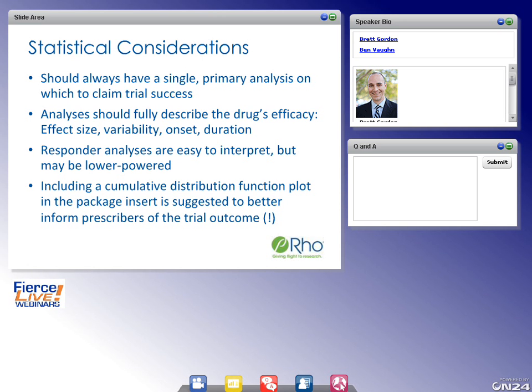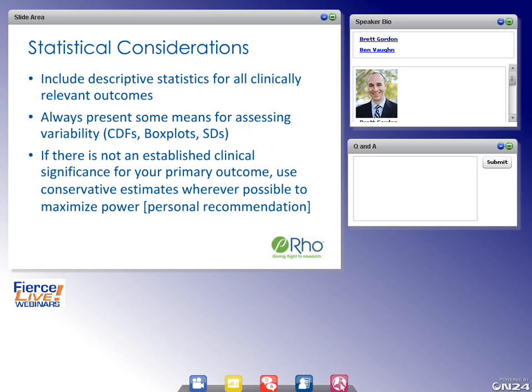Again, some of these other things on here would be considered good practice for any phase 3. You need to include descriptive statistics for anything clinically relevant. Always have some way of seeing the variability: box plots, the CDFs, standard deviations. This is just good statistical practice. If there's not an established clinical significance for your primary outcome, use conservative estimates wherever possible. This is not something out of the guidance. This is just my personal recommendation.